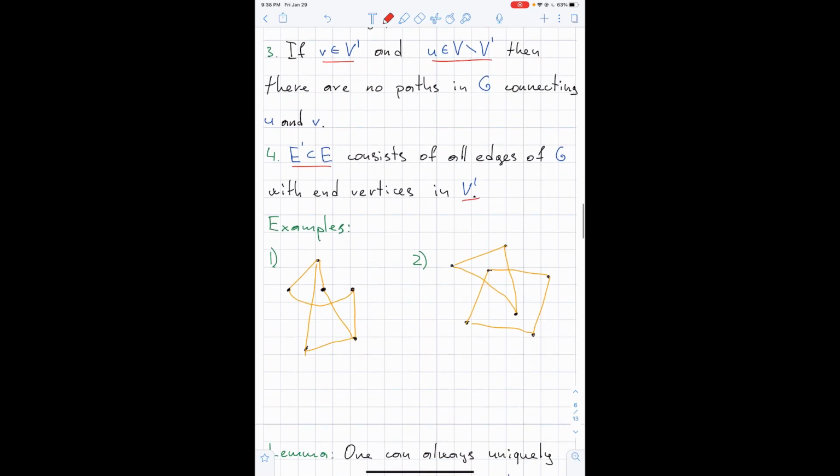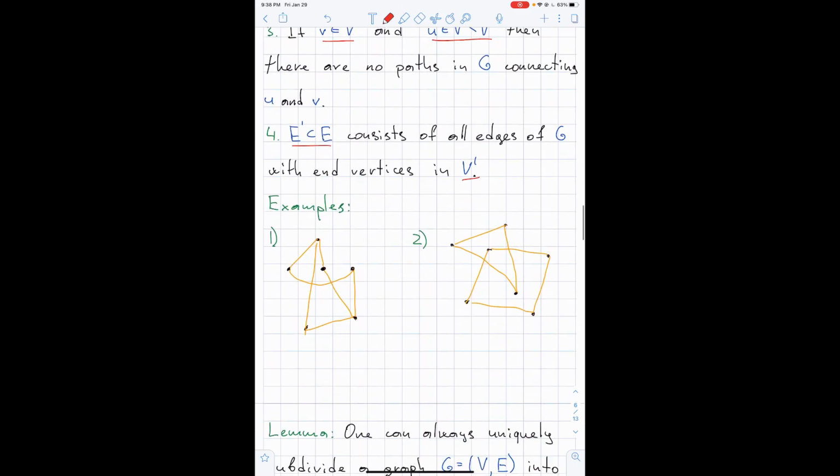Okay, so let's consider some simple examples here. I have two examples. The first graph is connected.